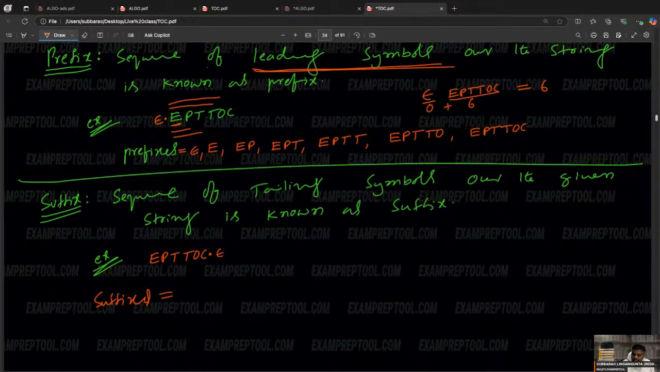So some people are asking, sir, if I see from right side, what is the first suffix? Epsilon. What is the second suffix? C. What is the next one? OC. See, you cannot alter the string. Remember, I said read from the right hand side.